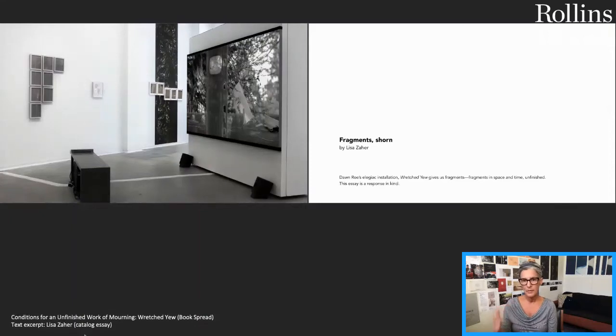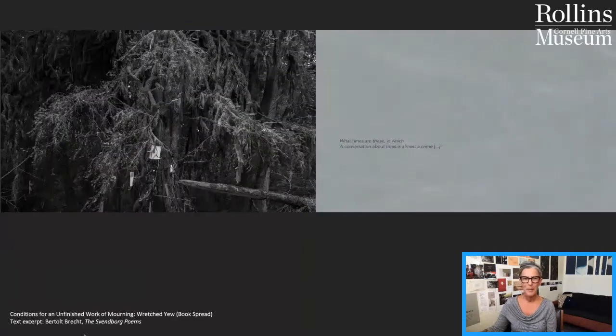So what I'm going to do is try to use pages from the book to guide the remarks for the remainder of this talk, drawing on notions of fragmentation that Lisa Zayer sets up in the essay. And if I do this right, I think you'll have a pretty good sense of what informed this project and how it came to take these forms and shapes by the time I'm done. If not, it should be fun anyway, I hope.